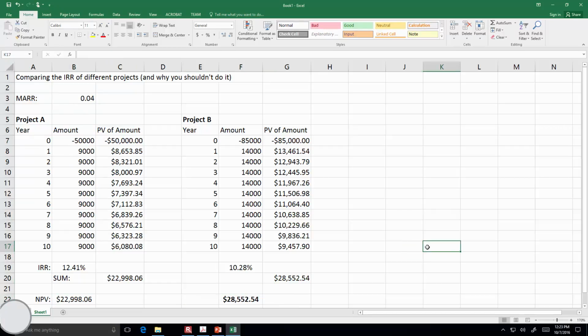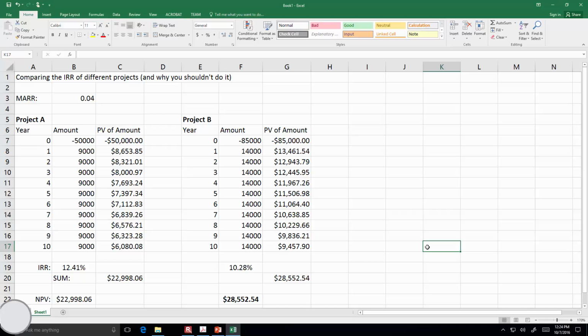Project B is best because it gives you the most dollars, and that's what you're really after when you're operating a business: maximizing your profits. And the reason why you get more dollars is because Project B costs more to begin with, but it gives you a larger return on that investment over time.